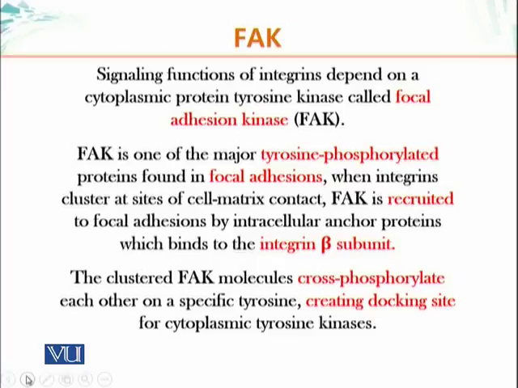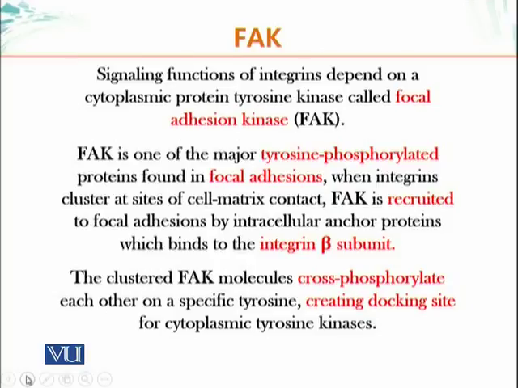FAK is one of the major tyrosine phosphorylated proteins found in focal adhesions. When integrins cluster at the site of cell matrix contact, FAK is recruited to focal adhesions. We have seen the role FAK plays in linking up the integrin with the cytoskeleton. So it is a very important protein. It is recruited to focal adhesions by intracellular anchor proteins which bind to the integrin beta subunit.